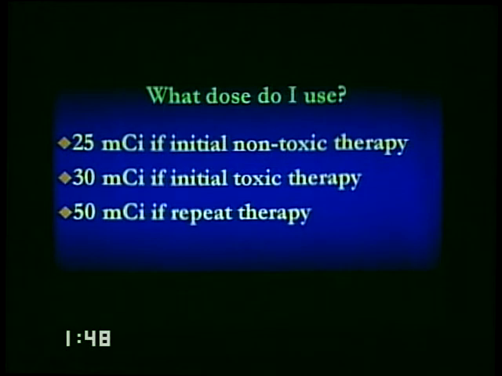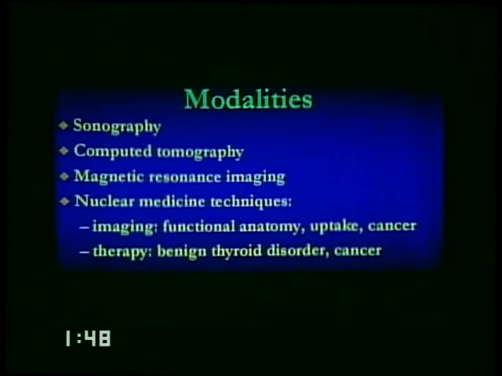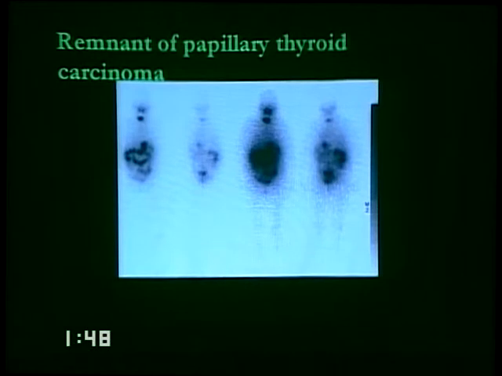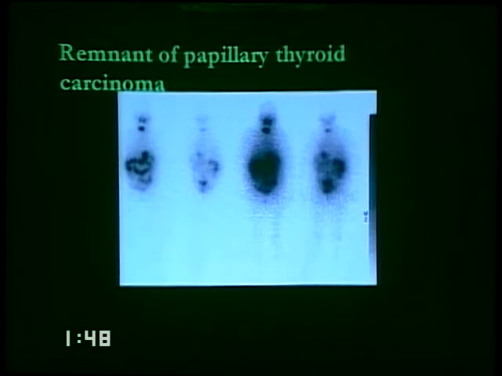So again, find out what works for you and go with it. Again, these are safe doses, so it's not really one of those tiny 10 millicurie doses. So imaging for functional anatomy, uptake in cancer, therapy for benign thyroid disorder, and for cancer. For cancer imaging, you should not see any activity in the neck because the surgical bed is free of all thyroid parenchyma. Any uptake by radioactive iodine means that there is thyroid parenchyma, either within residual or recurrent tumor. So that is the basis of radioactive therapy over here.